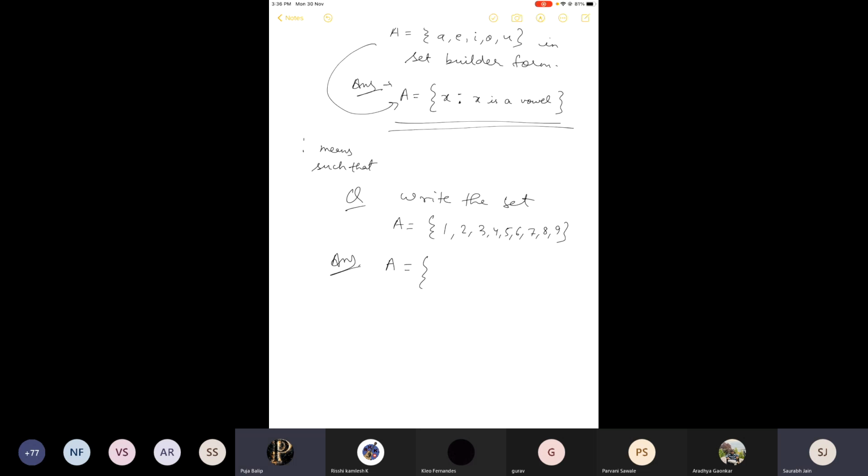Let me explain to her first. See, when you say x is a positive integer, this will not be completely satisfying the information given in the roster form. Because x is a positive integer, so I can take 11 as the answer. But 11 is not present here. I can take 1000. That is not there. So it is partially complete, not the complete information.